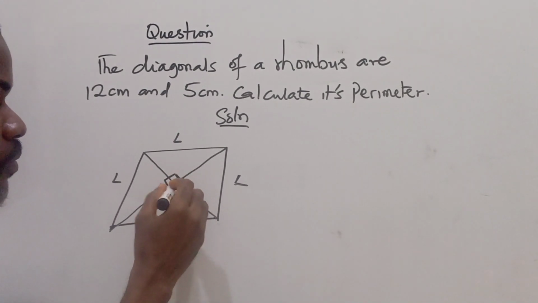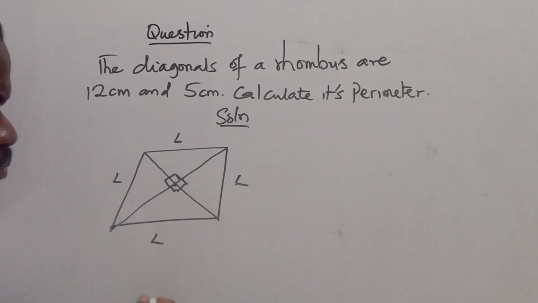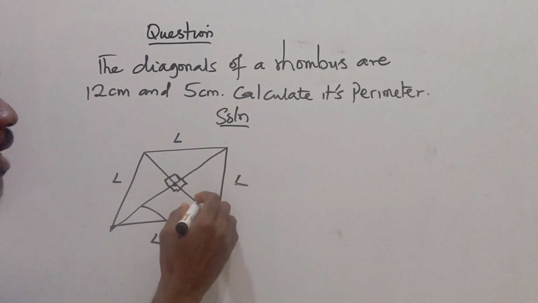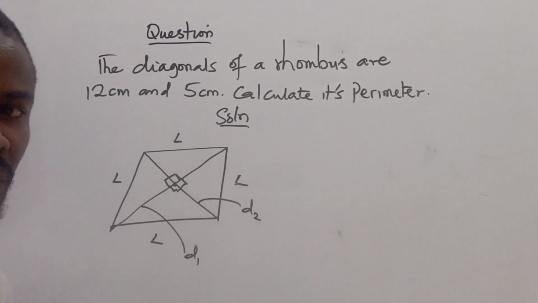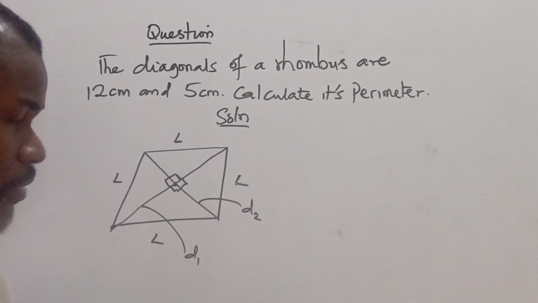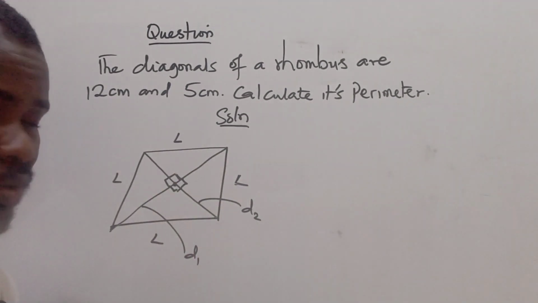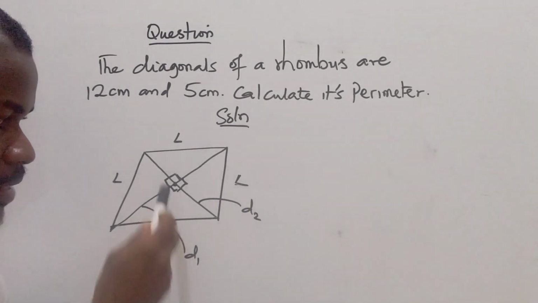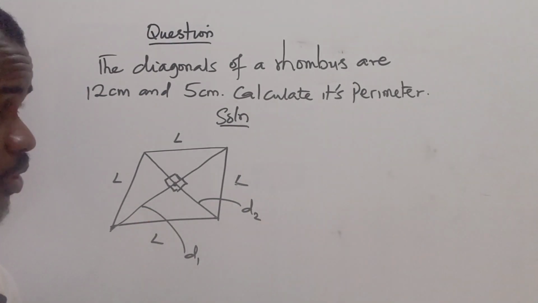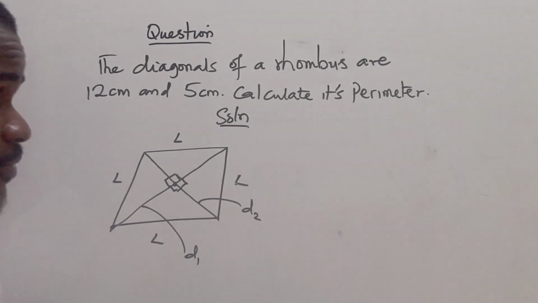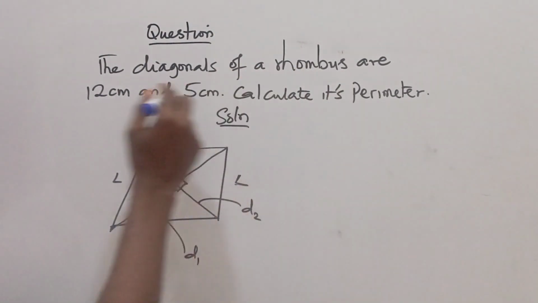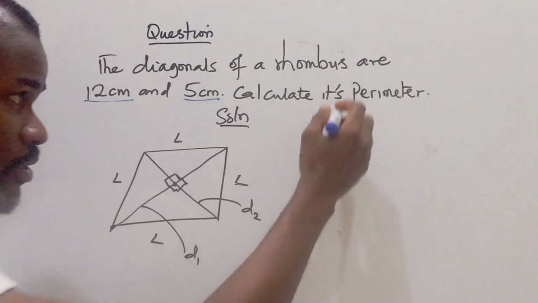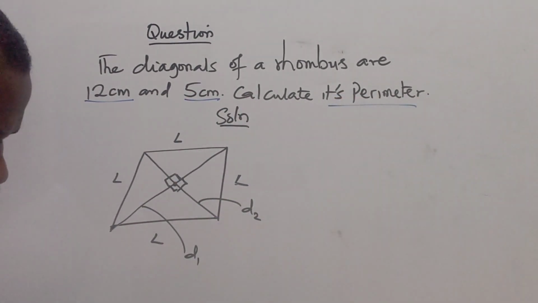So we can call this D1 as the first diagonal. We can call this D2. So a rhombus has all the sides equal and two diagonals which intersect at the center. In this question, the diagonals of the rhombus are 12 centimeter and 5 centimeter. The question says we should calculate the perimeter.